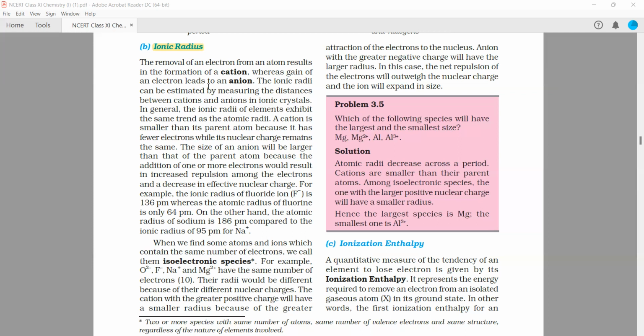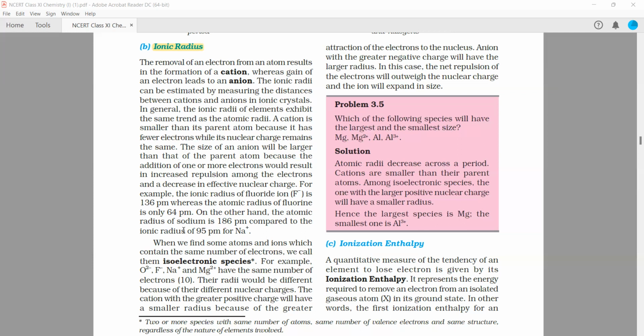So how will you define it? In increasing order, the smallest radius will be that of the cation, then the parent atom, and then the anion. Here one example is given of the fluoride ion. What do you expect? The fluoride ion will have a greater ionic radius than its atomic radius. Yes, that is true. It has a radius of 136 pm, whereas the atomic radius of fluorine is only 64, like half of it.